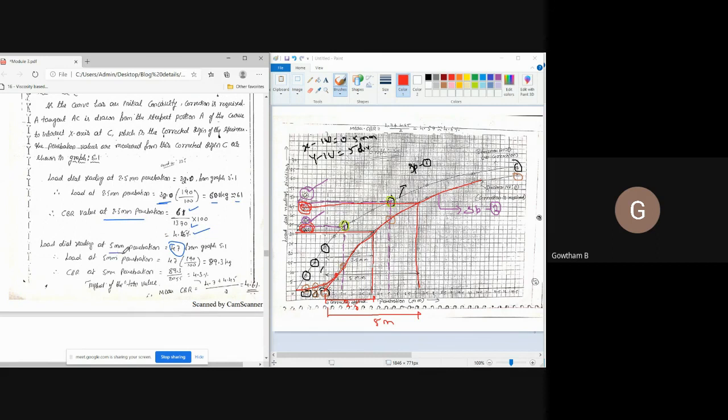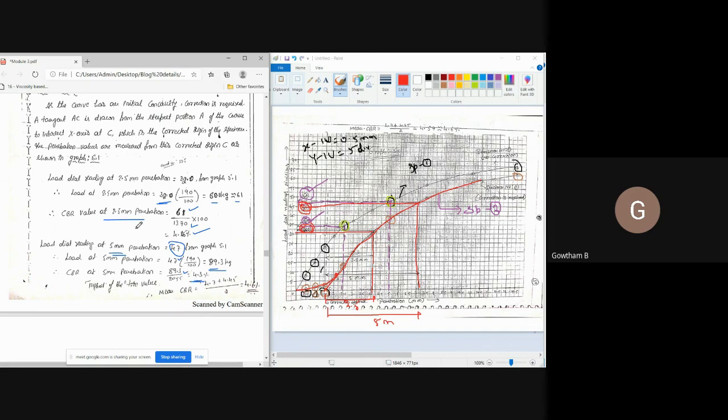Similarly, calculate it for 5 mm penetration. CBR at 5 mm penetration is equal to 89.3 divided by 2055 multiplied by 100. How did we get this 89.3? The 47 divisions we got from the graph on the y-axis. Therefore 47 multiplied by 1.9 is equal to 89.3. Therefore that is equal to 4.3.